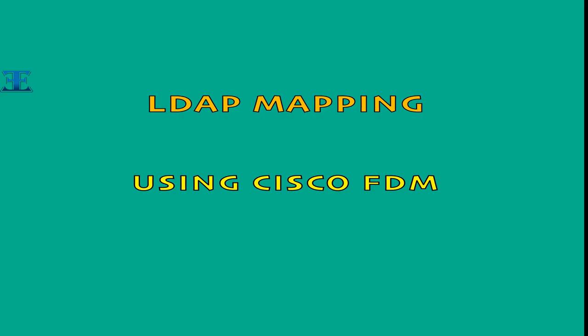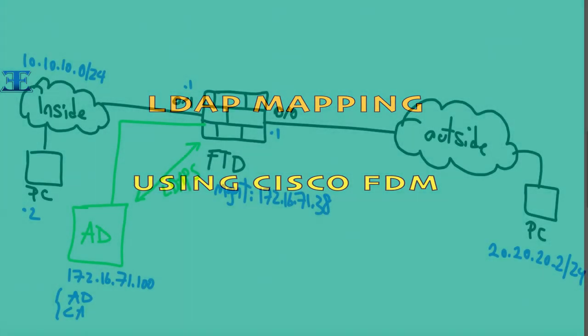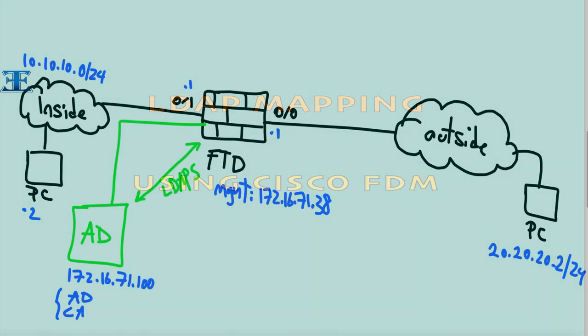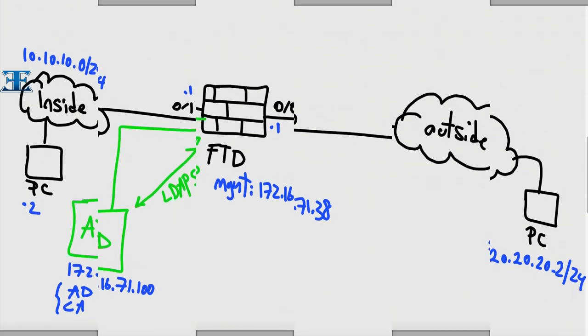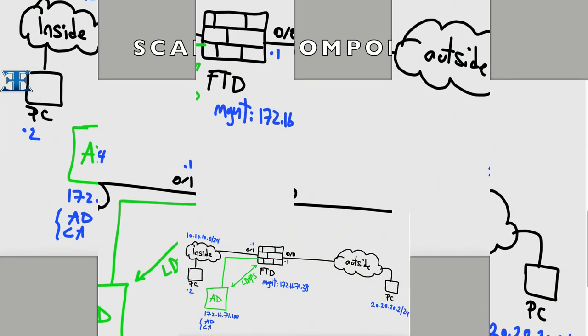In this video, we will learn how to implement LDAP mapping using FDM. With LDAP mapping, we can add much more flexibility to our VPN remote access deployments and make them very customized. Also, in this movie, we will play with JSON and API Explorer of FDM, and I am sure you will enjoy it.